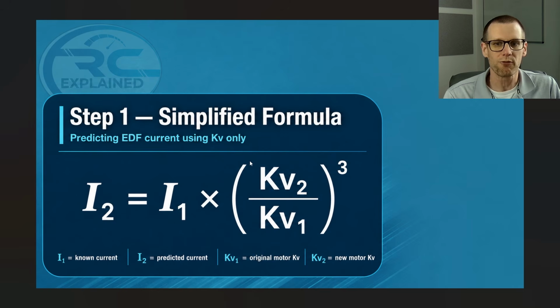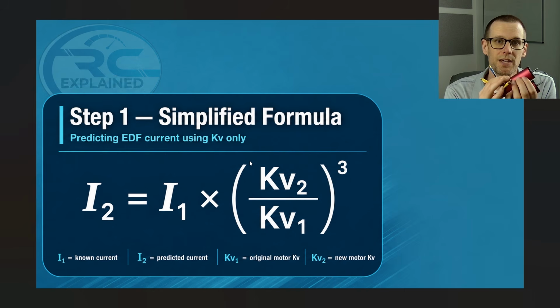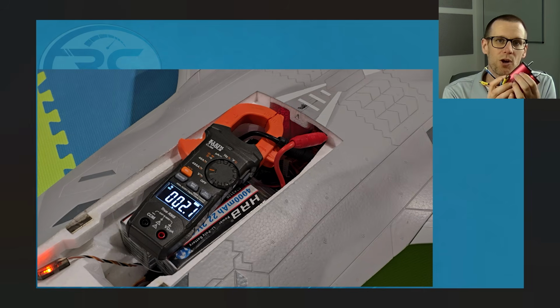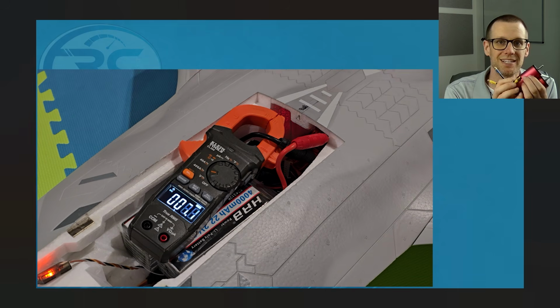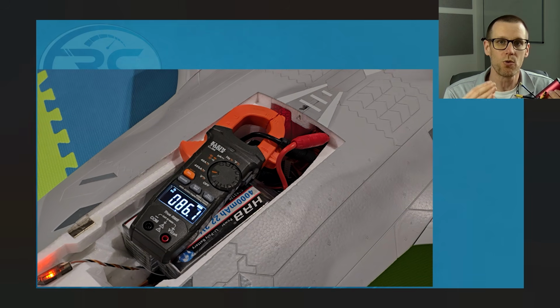Now the simplified formula is literally this easy. You have three values that you need to know, and you're calculating for that fourth. In our example today, I have a couple motors that we're going to throw into an electric ducted fan jet, and both of these motors have different kVs. The one motor has a 1050 kV, and the second motor has a 1250 kV. The big question that we're going to be answering here today is exactly how much is my current going to go up when I throw those motors in.